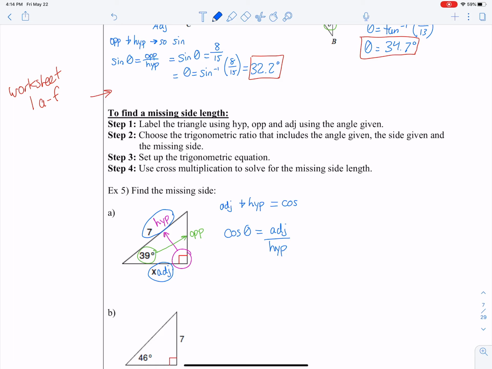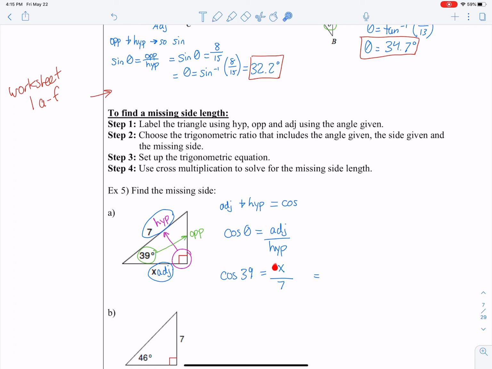Okay. And then I'm going to fill in the information that I know. So I know cos. Now, instead of just using the angle sign, I'm going to put in the angle that I know. So I know the angle is 39. So here is going to be filled in 39. And then for my adjacent, we're going to use the letter that they've given us, x. And for my hypotenuse, I'm going to use the number that's circled up here with hypotenuse. So that's 7.